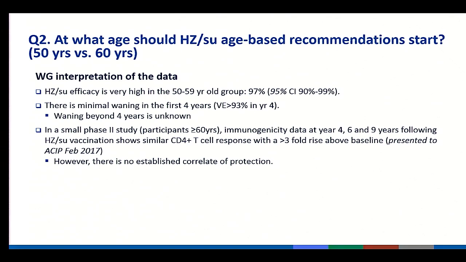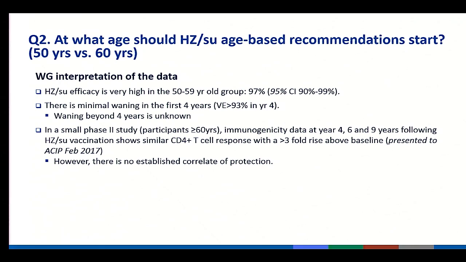Question 2. At what age should herpes zoster subunit age-based recommendations start, either 50 or 60 years old? Workgroup interpretation of the data was as follows. Herpes zoster subunit vaccine efficacy is very high in the 50 to 59-year-old age group at 97%. There is minimal waning in the first 4 years following vaccine receipt. Waning beyond 4 years is unknown.